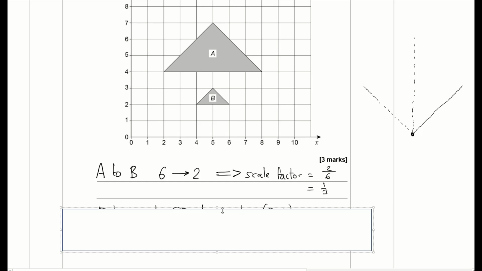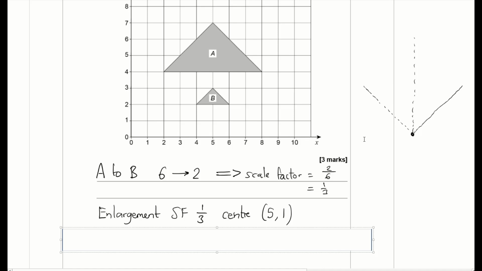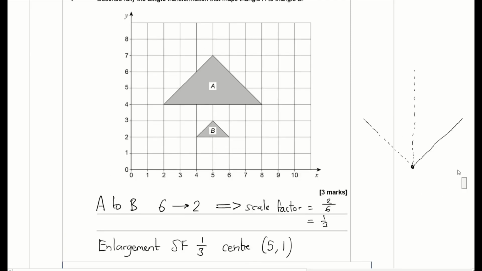The next piece of information we need is where is the centre of the enlargement. Now in the exam, all you need to do is get a ruler and line up each of the points on each of the triangles and join them together. So this point would line up with this point, that point lines up with that one, and that one lines up with that one. And find the point of intersection of those 3 lines. That point of intersection is the centre of the enlargement, which we can see here is 5, 1.